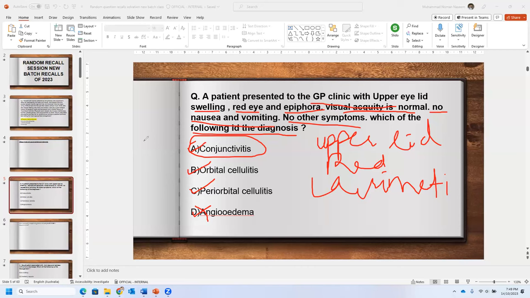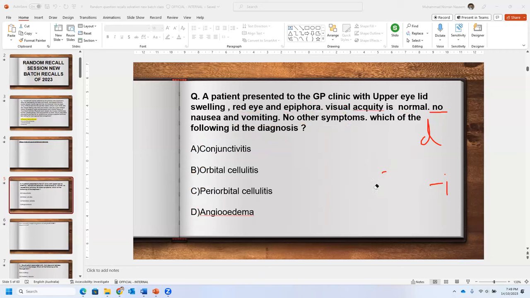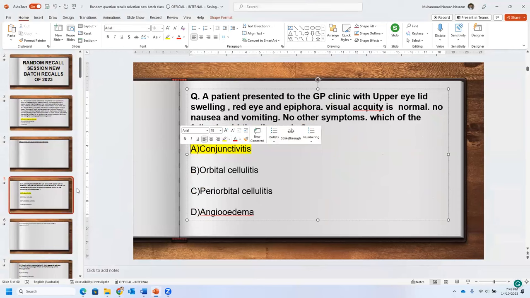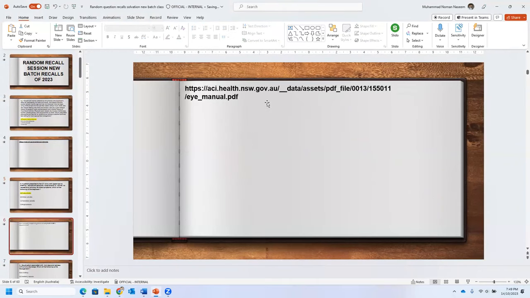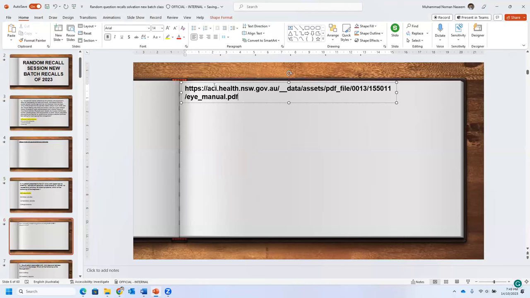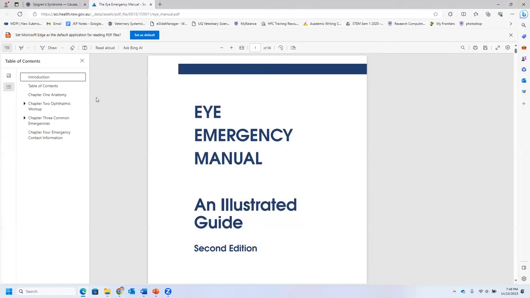So let me just show you guys. There is a wonderful table discussed by the RACGP, I think, if I'm not mistaken. They talk about every red eye problem. So our answer here is conjunctivitis. All right, New South Wales. So this is the New South Wales link. Just click the space bar and put control and click on the link. It will open up. Eye emergency manual.